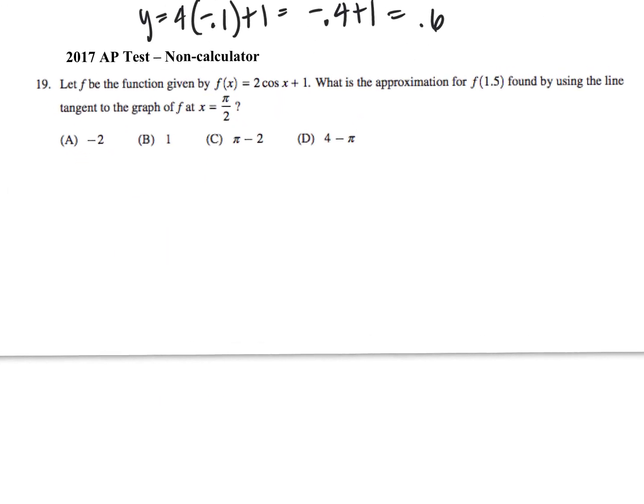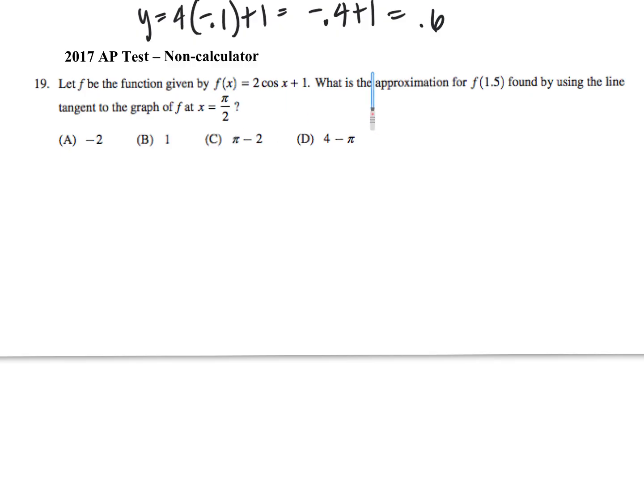19, last one. They gave us f. What is the approximation when x is 1.5 using the tangent line when x is pi over 2? Which one do I want to use for the point? Am I using 1.5 for my point slope form or my pi over 2? Yeah, because 1.5 is the approximation. That's what we're going to plug in once we have that tangent line here. So what would be my point? How am I going to find my point? We don't have either the point or the slope. To find my point, how am I going to do that?